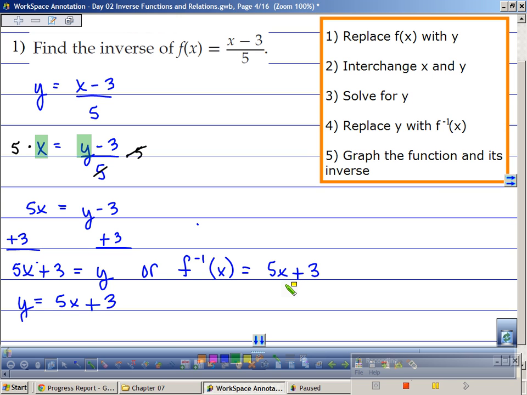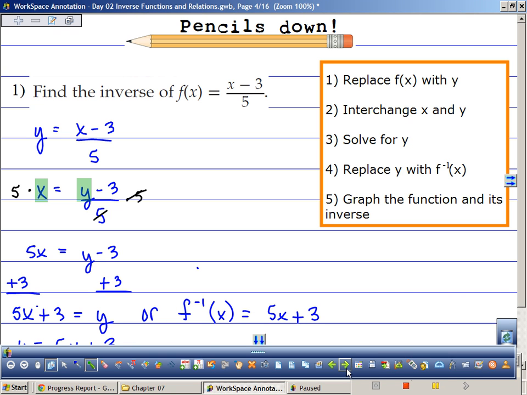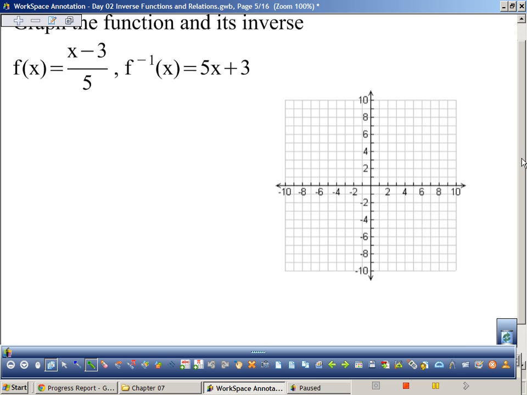What's that line? What's this line? Line of reflection, which is y equals x, right? Okay, let's see if doing the next screen will help you guys. I would rather us do the next screen, and then I'm going to have you copy it. Evan, please put your pencil down.